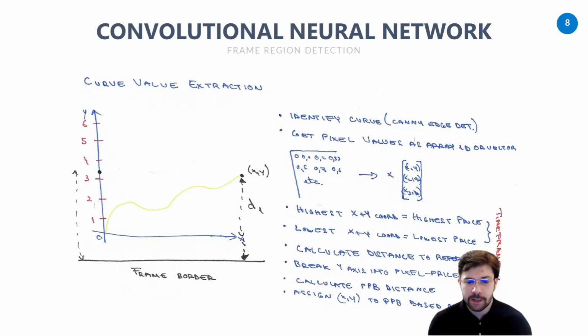So I'll be able to get the highest X and Y coordinates, which means that that's the highest price. And if I get the lowest X and Y coordinates, that means I'm going to get the lowest price. And that, of course, is dependent on the time frame. Then I can calculate the distance in pixels between the highest or the lowest x and y, and a frame border or the x-axis, a point of reference pretty much, and then calculate the exact same distance on the y-axis. So for example, if from 0 to 1, I have 5 pixels, right? That means that every pixel is 0.2.